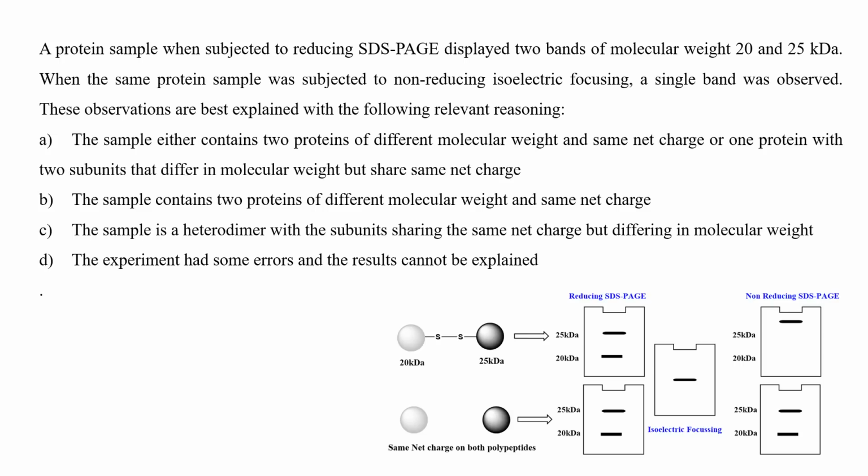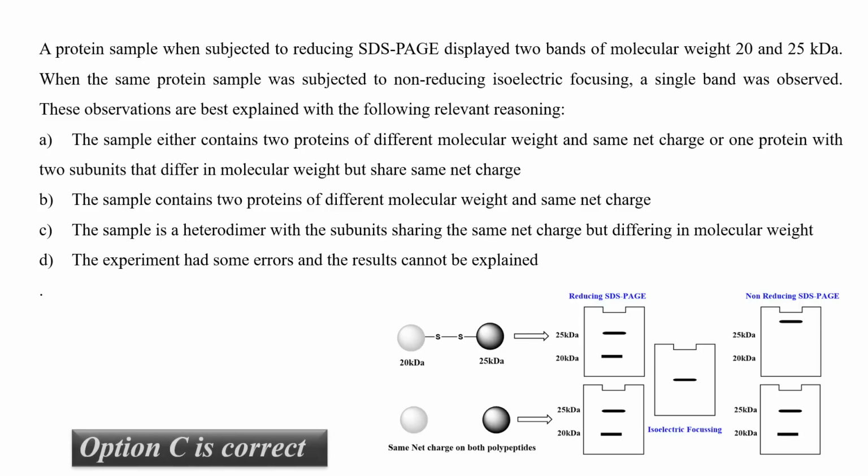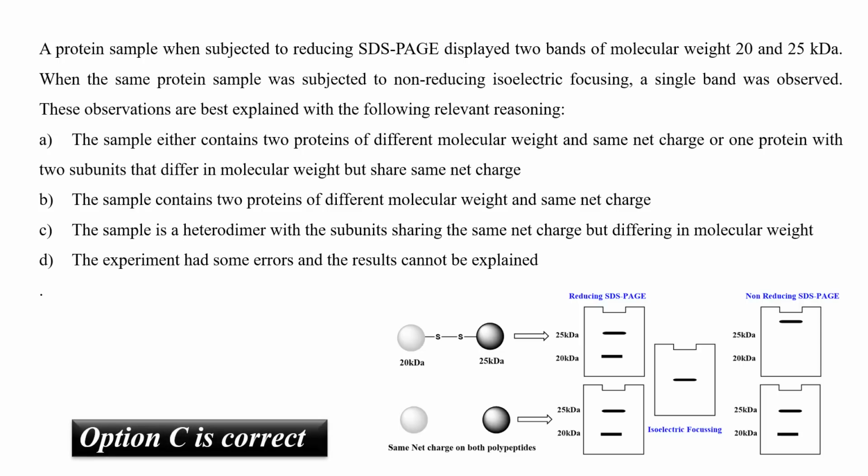It cannot be differentiated whether the protein is connected with a disulfide linkage and has two subunits, or there are two different proteins. If you really want to differentiate, then you should run a non-reducing SDS-PAGE. If you run a non-reducing SDS-PAGE, the first case will yield a 45 kD band, while the second case will yield two bands of 20 kD and 25 kD. So here option A seems to be close to correct. The sample either contains two proteins of different molecular weight and same net charge, or one protein with two subunits that differ in molecular weight but share the same net charge.